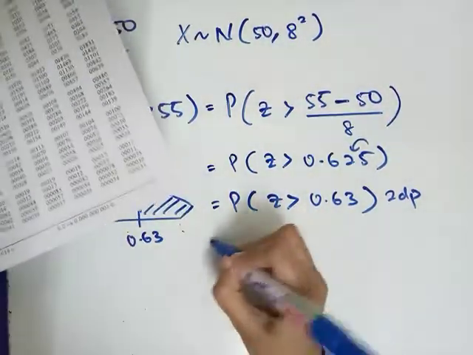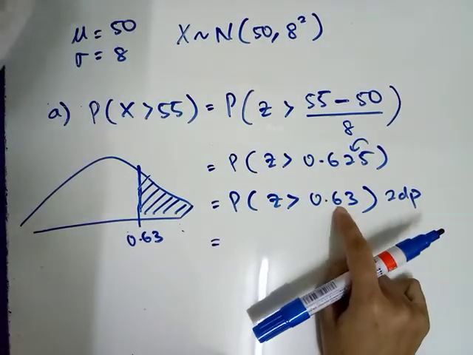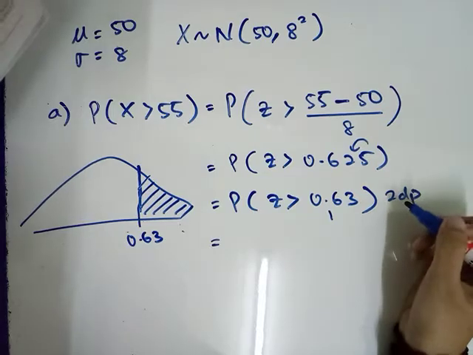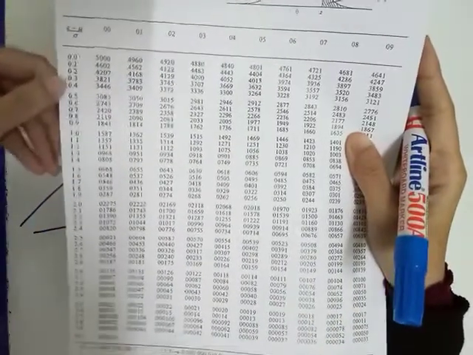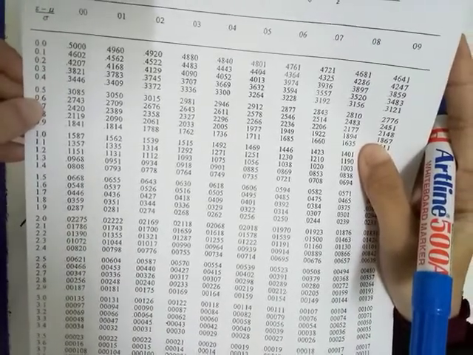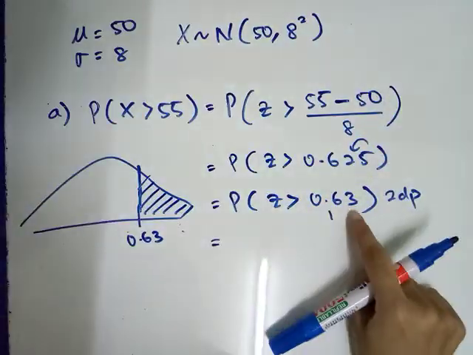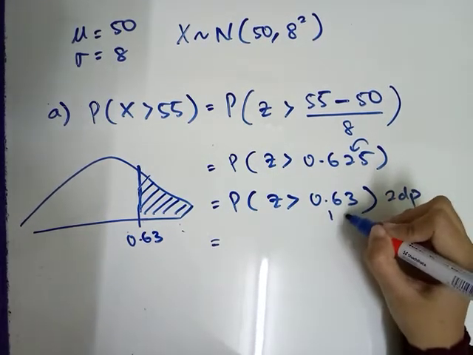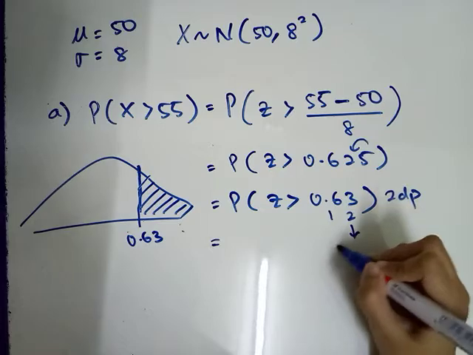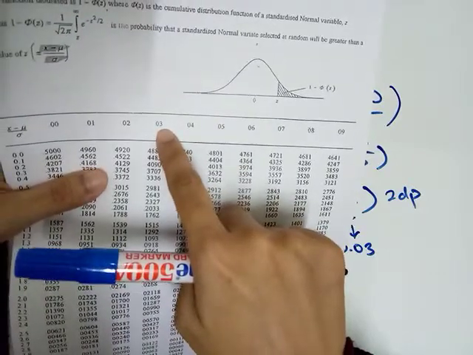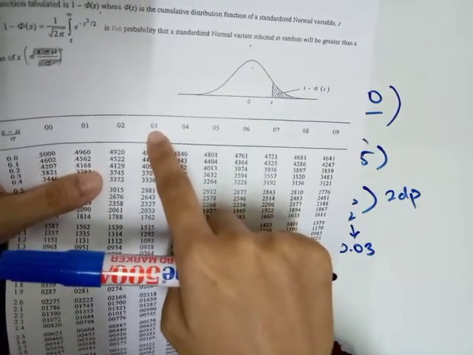Okay, how to find? Okay, 0.6 is the first decimal place. At the left column awak kena cari 0.6. Yang ni. Okay, yang saya tunjuk ni 0.6 at the left column. And then for 3 ni at the second decimal places, that means dia adalah 0.03. Okay, so 0.03 ni at the top column. Yang ni kat sini.